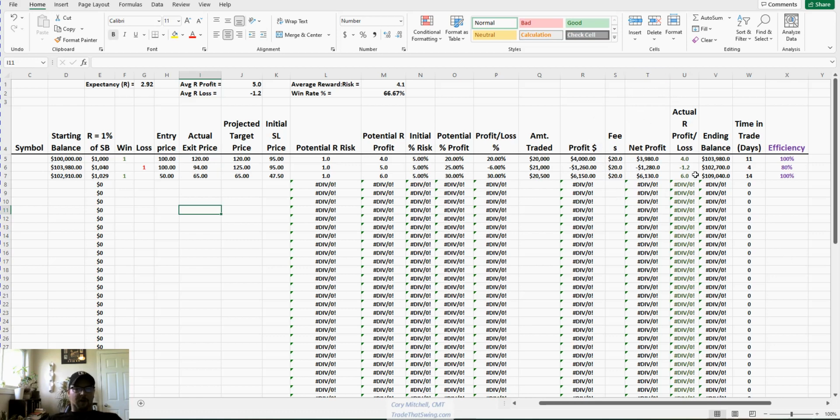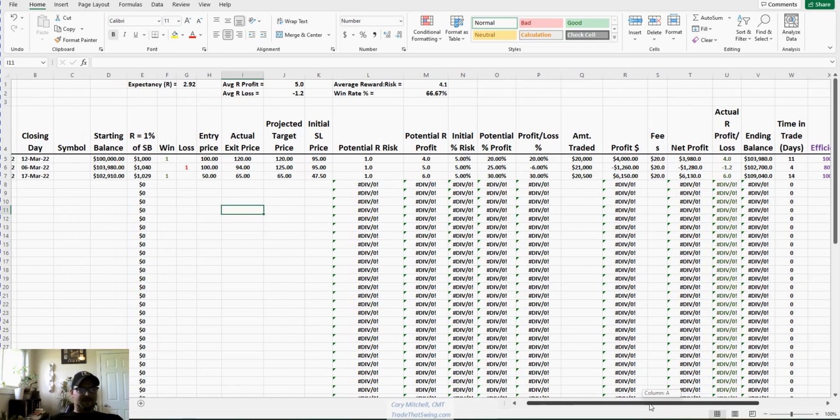And actual R. So this is how much we made on the trade represented as R. I like dealing in R because instead of saying, oh, I lost $1,022, and on this trade I lost $1,037. On this one I made $5,000. I always want to compare it to what I was supposed to be risking, which is 1% of the account.